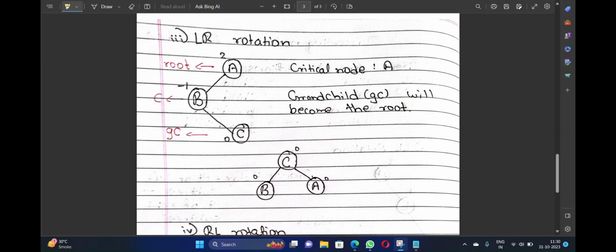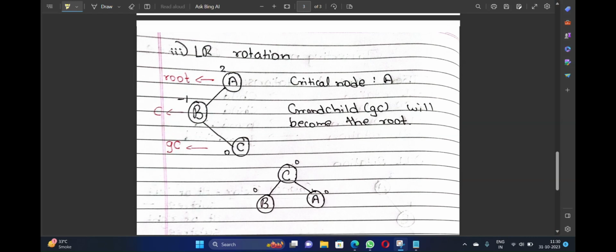We have found the critical node, and the critical node is A. In left right rotation, how do we get to know that we have to perform left right rotation? We have added C here, to the right part of the left subtree. So we have to perform left right rotation.